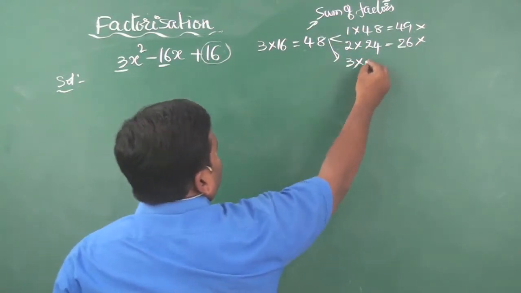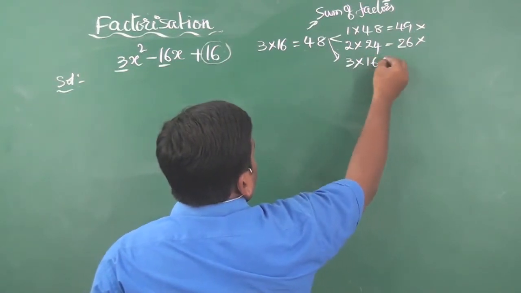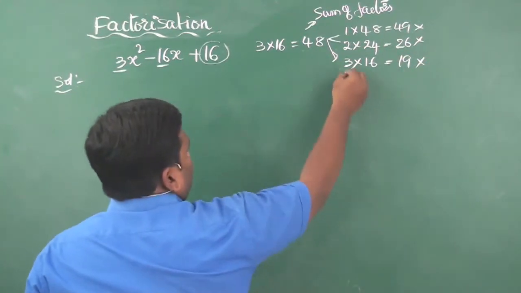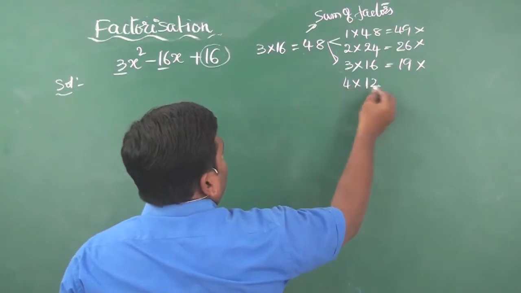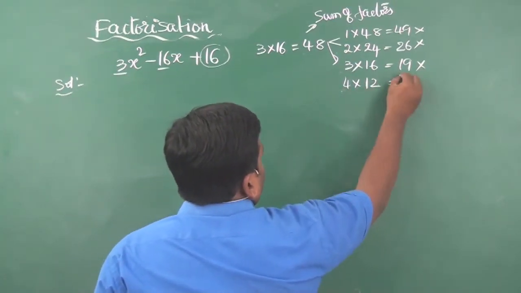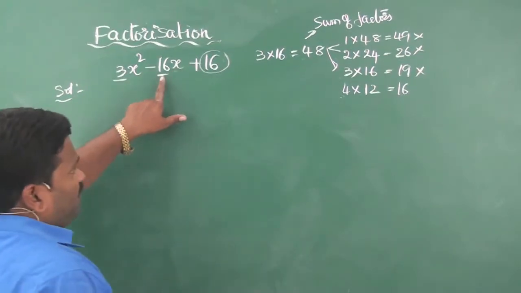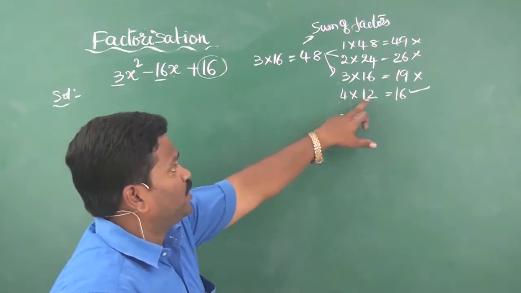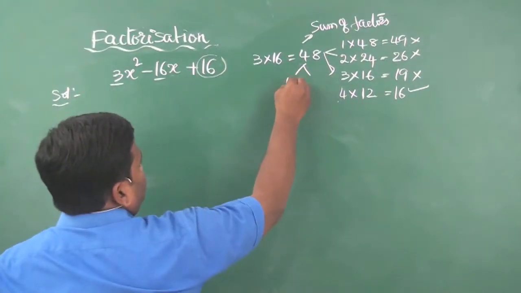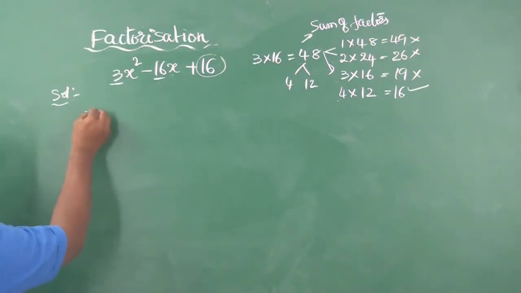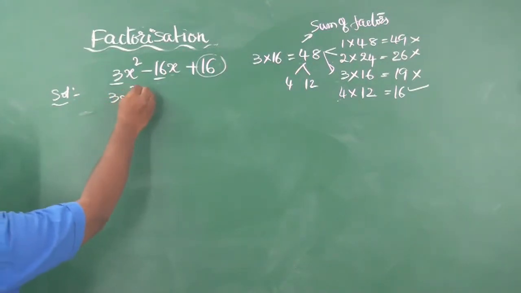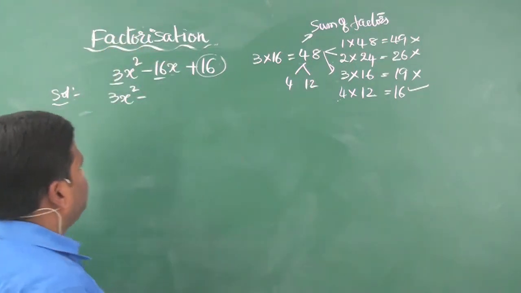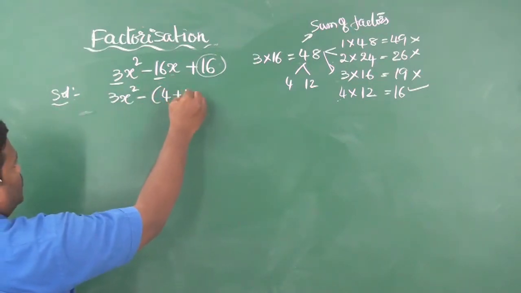The third one, 3 into 16, sum is 19. Even we can't. 4 into 12 is 48. Sum of the factors is 16, which is equal to the coefficient of x. Therefore, the appropriate factors of 48 are 4 into 12. 3x square minus, in place of 16, let us take 4 plus 12 of x.